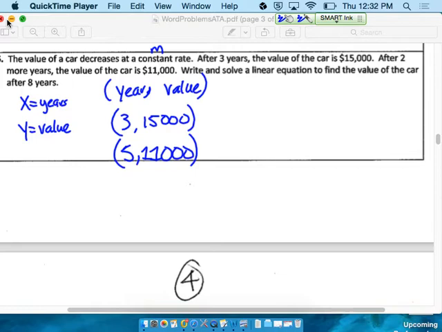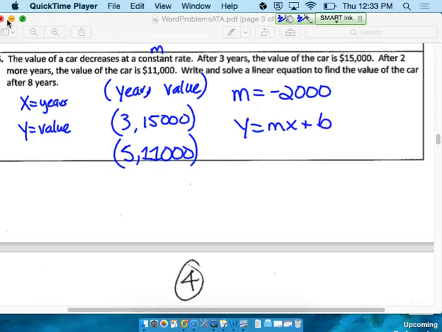So the first thing I need to do is calculate the constant rate of change. I need to calculate the slope between the pair of points. And you're all capable of doing that. And here my slope is negative, which makes sense because I'm losing value over time. So my next job is to write the linear function that would calculate the value of the car at any given year. So here's my model, y equals mx plus b.